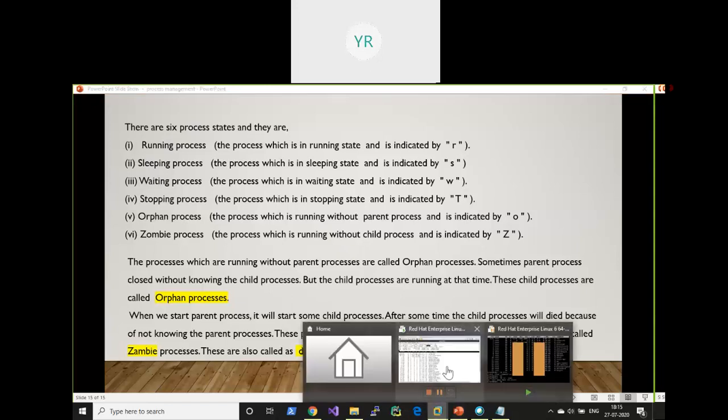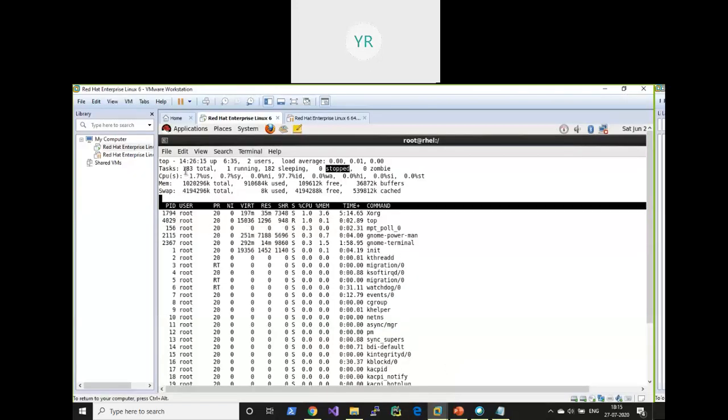Okay, that's about the second field. So the second field in the top command is the task. It gives the information about the tasks handled by the system. The first field is total number of tasks handled. The second field is how many of them are running processes. The third field is how many of them are sleeping. The fourth one is how many of them are stopped, and the fifth one is zombie process. I will again give you the clarity on those zombie, stopped, and everything.